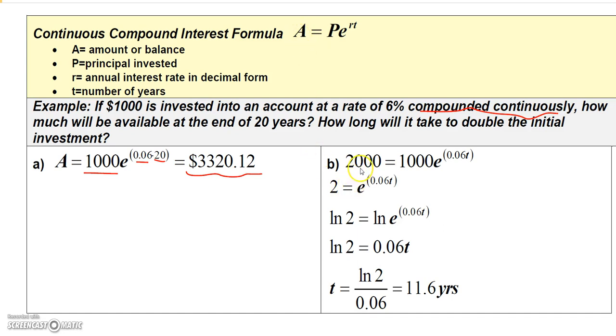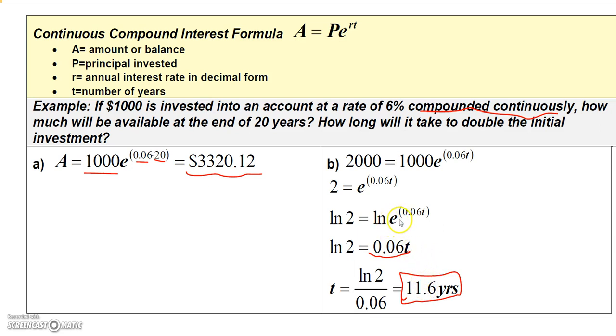Now, to answer the other question, it says how long will it take the $1,000 to double? So we want the amount to be $2,000. So we'll put $2,000 in here, put $1,000 in for the principal. The rate is 0.06, and t is the unknown. Then you can just divide both sides by 1,000, and you'll get 2 equals e to the 0.06t. Then you can take the natural log of both sides, and so you get the natural log of 2 equals the natural log of e to the 0.06t. And remember, when you take the natural log of e to a power, you just get the power, 0.06t. And so here you have natural log of 2 equals 0.06t, and then just divide both sides by 0.06, and you'll get t equals the natural log of 2 divided by 0.06. And when I plug that in my calculator, I got 11.6. So it'll take about 11.6 years.